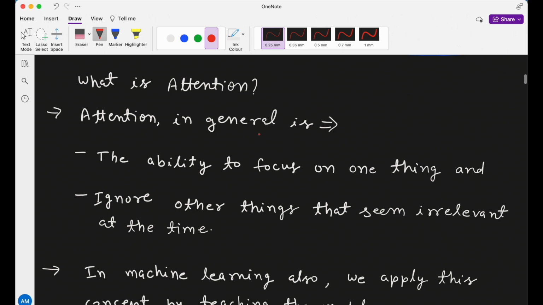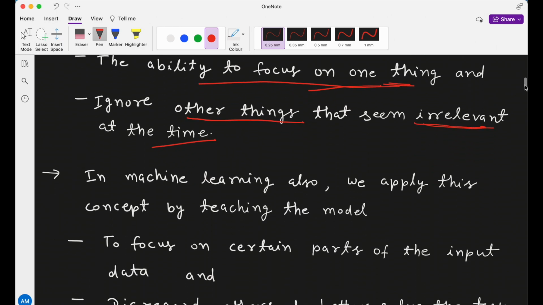If I talk about the meaning of attention in general terms, in simple English, it is the ability to focus on one thing. Attention is the ability to focus on one thing, and we ignore the other things which are not relevant at that particular moment of time. So that is attention.